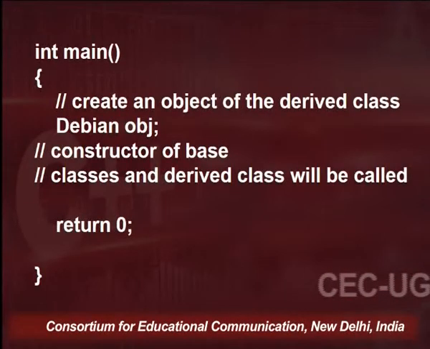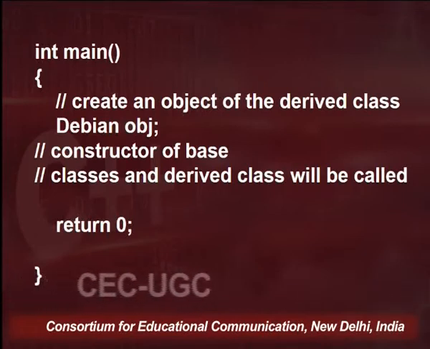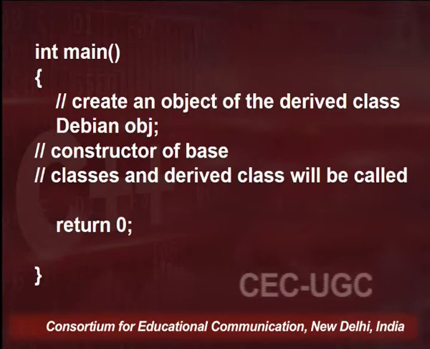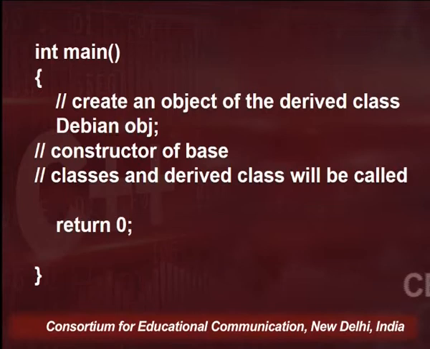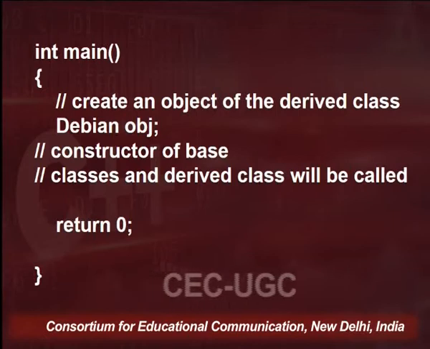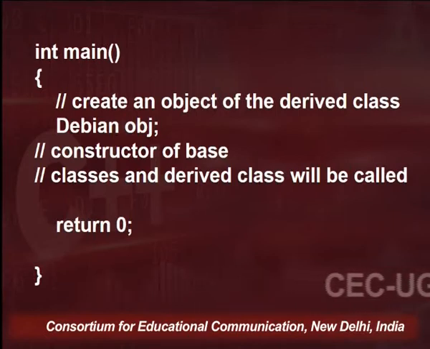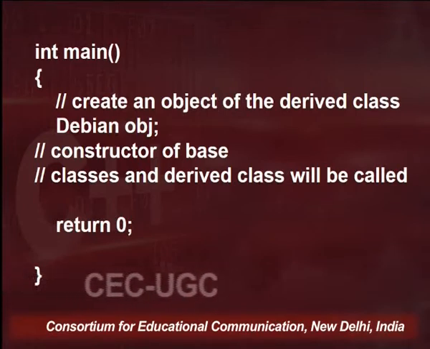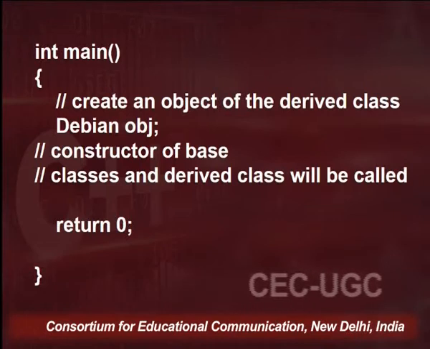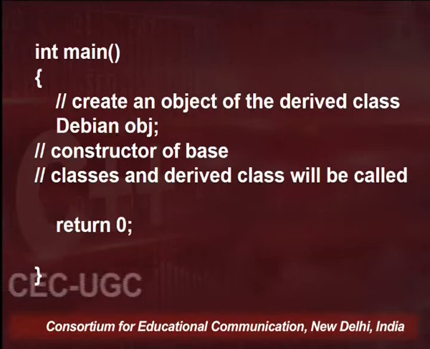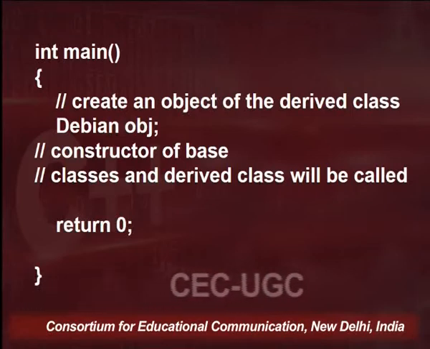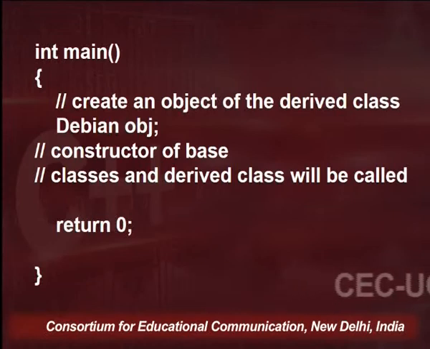Now what are we going to do inside the main function? We have to create an object of the derived class. Now which derived class are we talking about? Here we have two base classes, ElectronicDevice and Computer, both being inherited by the class LinuxBased, and LinuxBased is inherited by class Debian. So here LinuxBased is also a derived class and Debian is also a derived class, but here we are going to create the object of the Debian class.